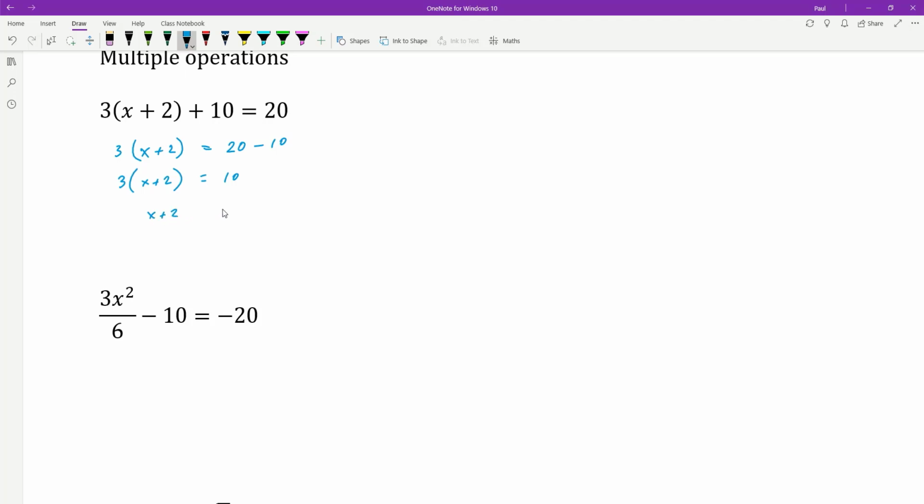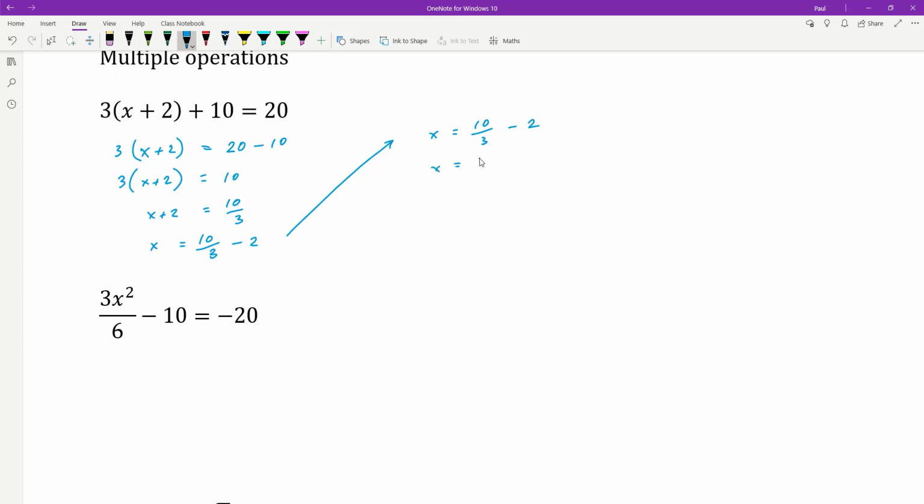x plus 2 is equal, well the brackets can disappear now because that's all by itself, is equal to 10 divided by 3. I'm going to leave the fraction there for the time being. Now I have x plus 2, so on the other side it's going to be minus 2. Now I'm just going to expand this out a bit. So x is equal to 10 over 3 minus 2. Now minus 2 can be written as a fraction out of a third.